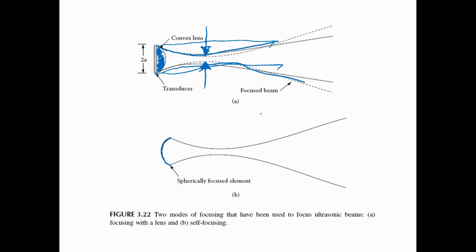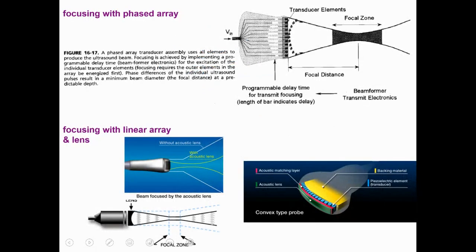Or you can use the phased array, right? A phased array, if you control the phases, you can also focus it. So if you're asked how ultrasound waves are focused: use the phased array, use an acoustic lens, or just use a spherically focused element that's already bent. So there are 3 different ways of focusing ultrasound pulses within the body that you've just now seen.